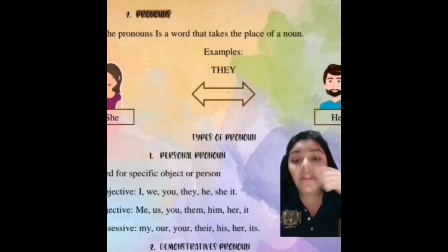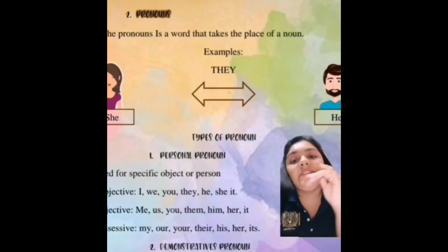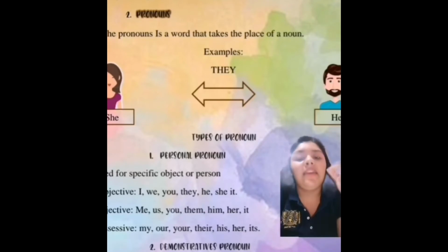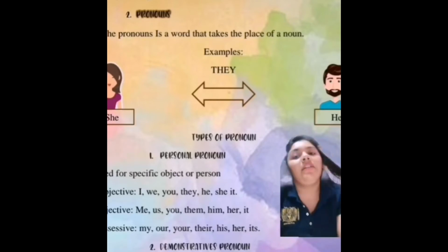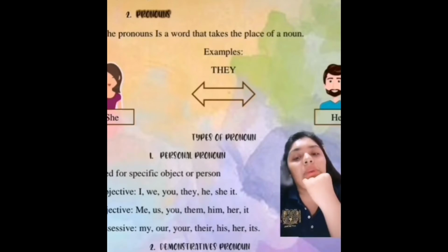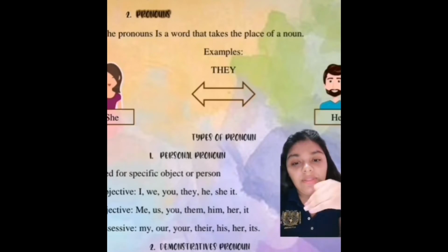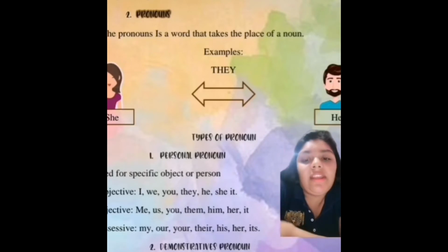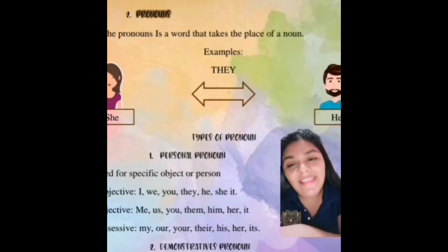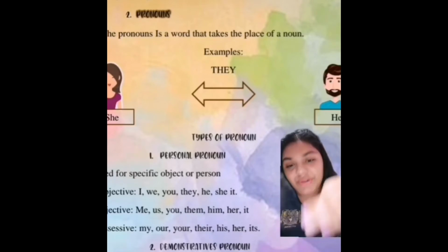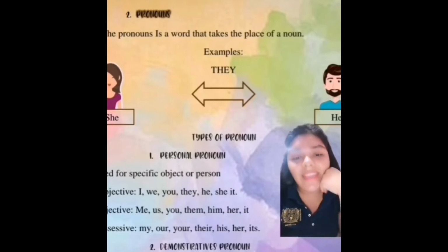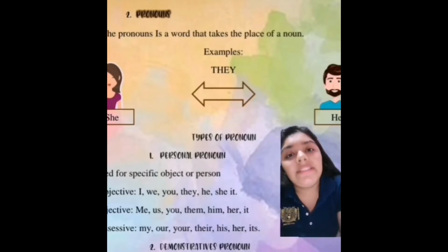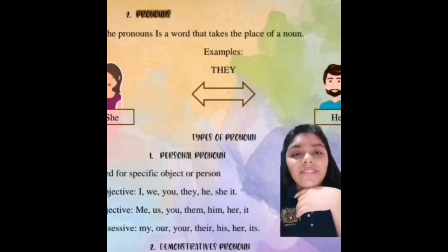The types of pronouns: the personal pronouns, used for a specific object or person, that are I, we, you, they, she, it. Then we have me, you, them, him or her, it. And the possessive, that is my, our, your, their, his, her, or its. And there are more examples or types of pronouns.